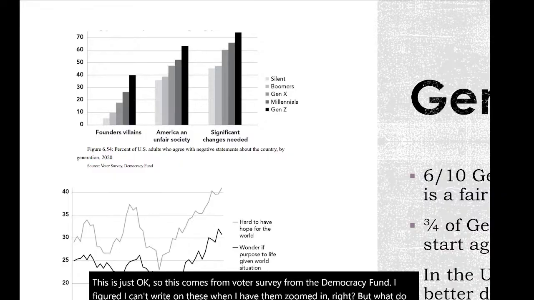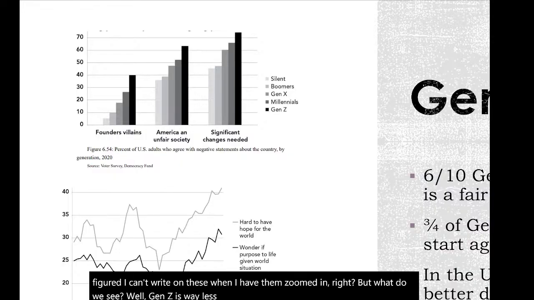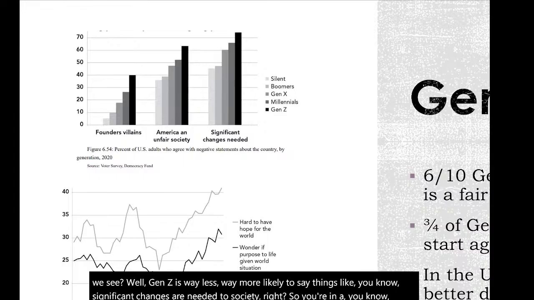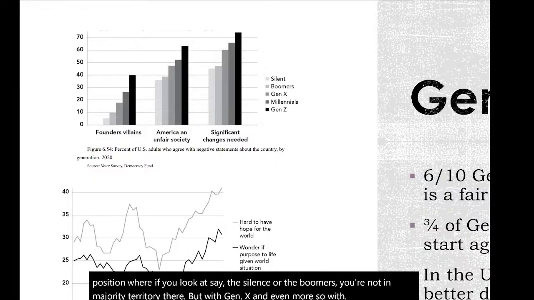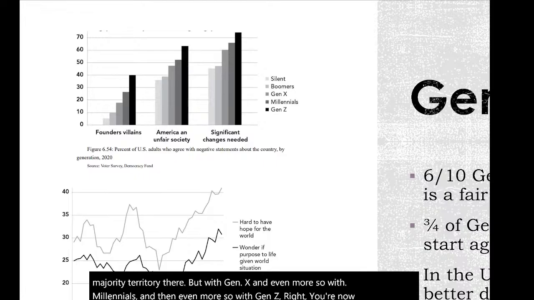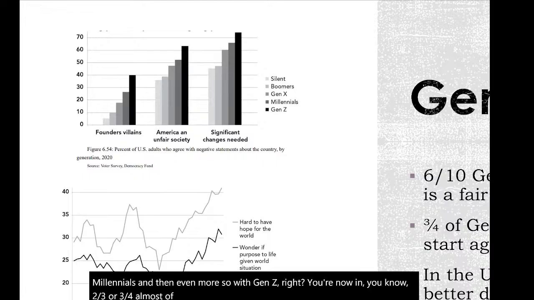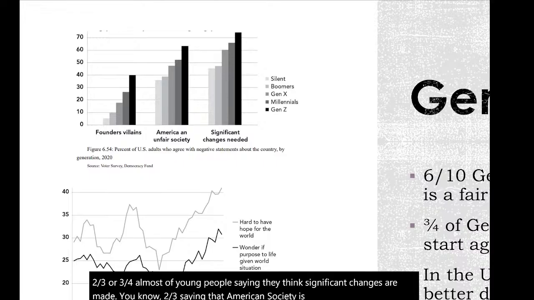Well, Gen Z is way more likely to say things like significant changes are needed to society, right? So if you look at, say, the silents or the boomers, you're not in majority territory there, but with Gen X, and even more so with millennials, and then even more so with Gen Z, you're now in 2/3 or 3/4 almost of young people saying they think significant changes are needed. 2/3 saying that American society is unfair, and 40% saying that the founders, right?